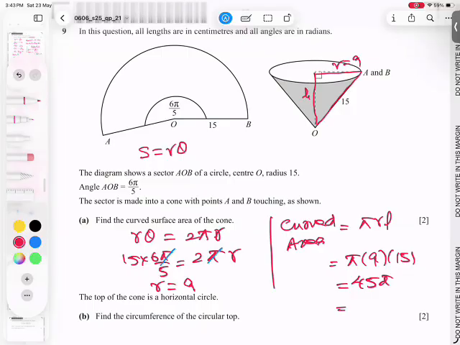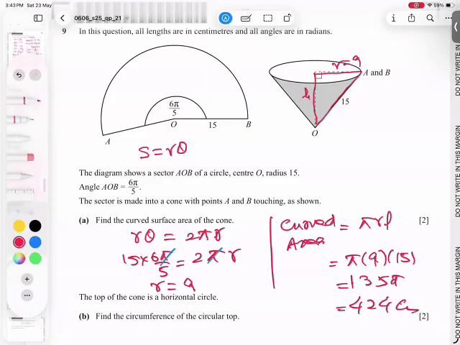Let me check once again. Slant height and the radius, pi. Radius is 9 and the curved area of the cone is pi rl. 135 pi. Yes, 135 pi. I typed wrongly, basically. It's the same correct answer, 135 pi. And the answer to 3 SF is 424 centimeters squared. Okay, so this part is clear.